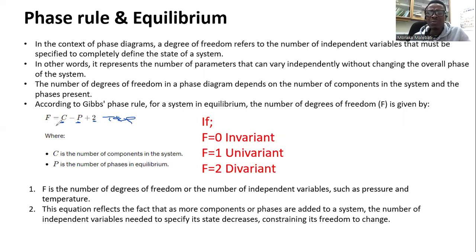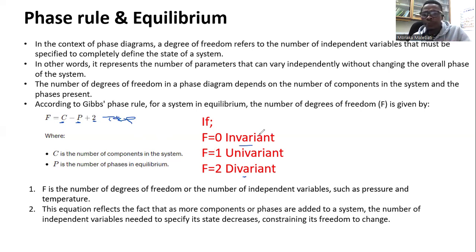The degree of freedom is just the number of independent variables, in simple terms. This number of independent variables must be specified in order to define the state of a system. When you talk about the state of the system, the system can either be invariant, univariant, or divariant. If the degree of freedom is equal to 0, then we say the system is invariant. If it's 1, we say it's univariant. If it's 2, it's divariant.